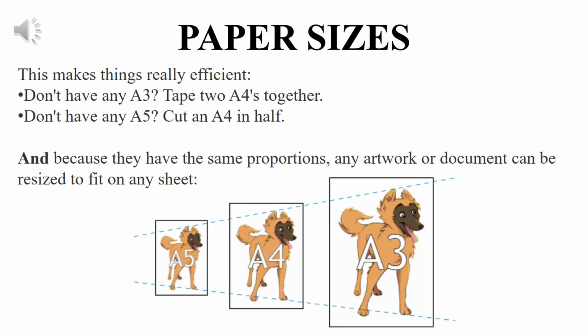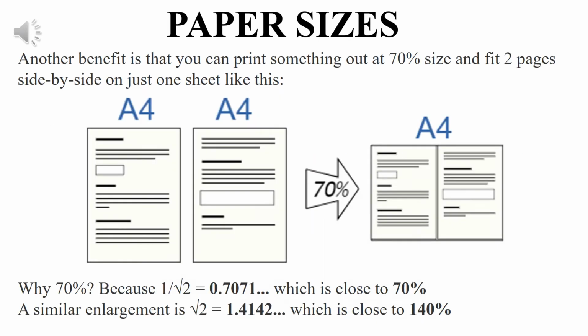These make things really efficient. Don't have any A3? Tape two A4s together. Don't have any A5? Cut an A4 in half. And because they have the same proportions, any artwork or document can be resized to fit on any sheet. Another benefit is that you can print something out at 70% size and fit two pages side by side on just one sheet like this.